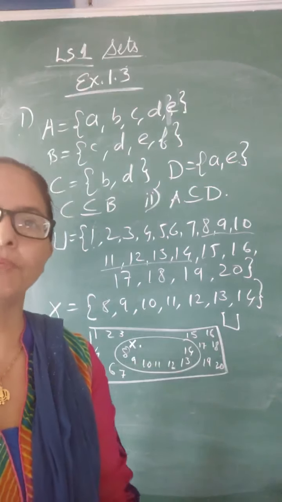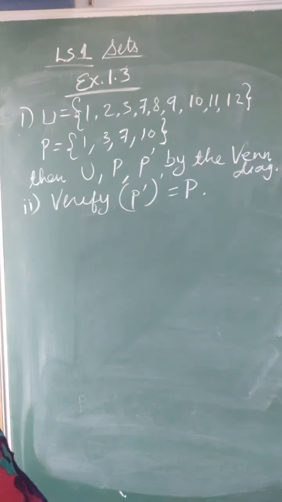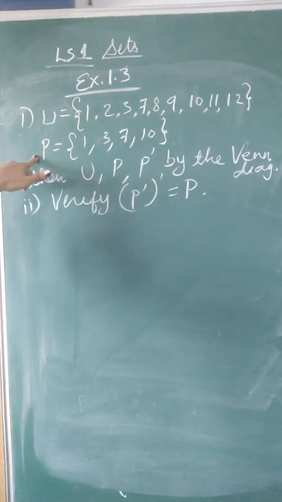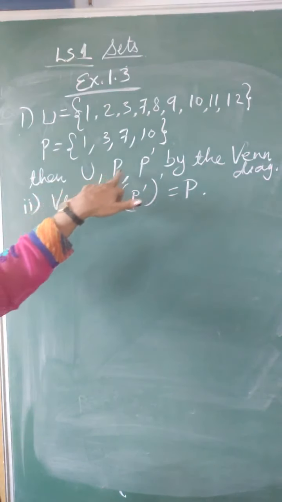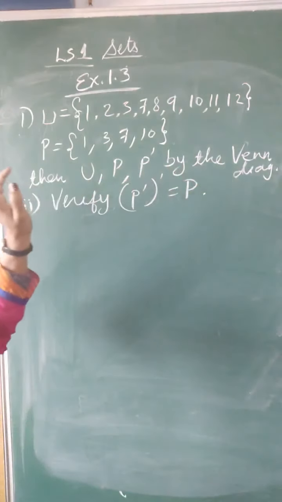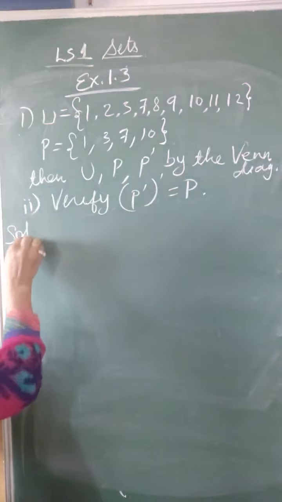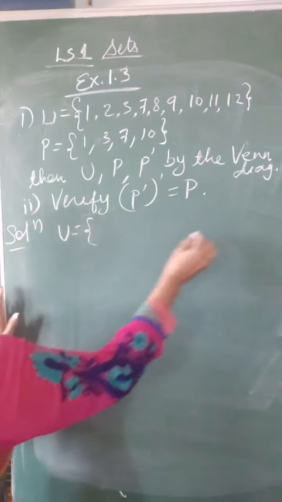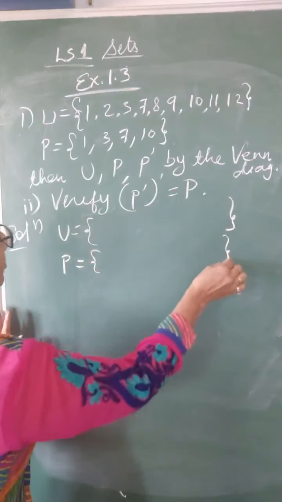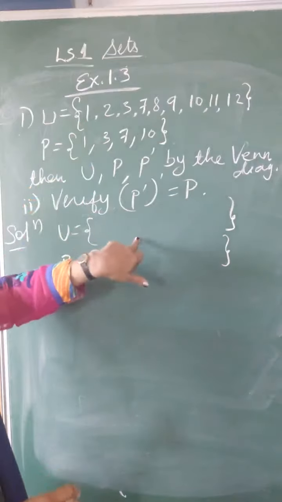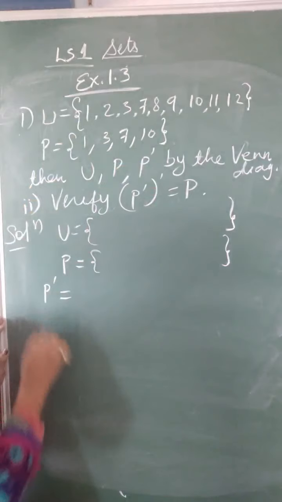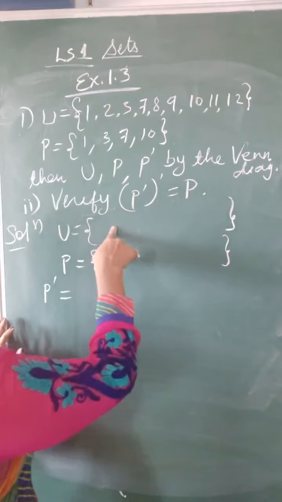Now let's see this example. The elements of U are given, the elements of P are given, and you have to show first U, P and P dash, this complement of P, by the Venn diagram. Let us do this first one first. In the solution, first you write all the elements of U, then all the elements of P from the question, and now you have to find P dash also. I already told you, complement of P means you have to subtract the elements of P from U.